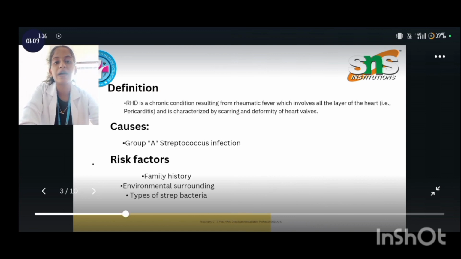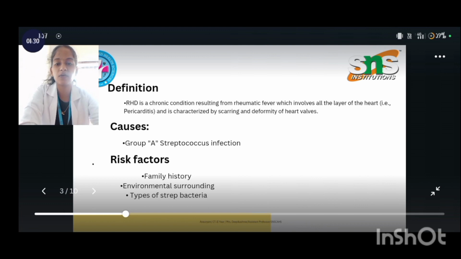Okay, so next, the definition of rheumatic heart disease. Rheumatic heart disease is a chronic condition resulting from rheumatic fever, which involves all the layers of the heart, that is pericarditis. So what is meant by pericarditis? Infection and inflammation of the pericardium layer is called pericarditis. It is characterized by scarring and deformity of the heart walls. So this is the definition for RHD.